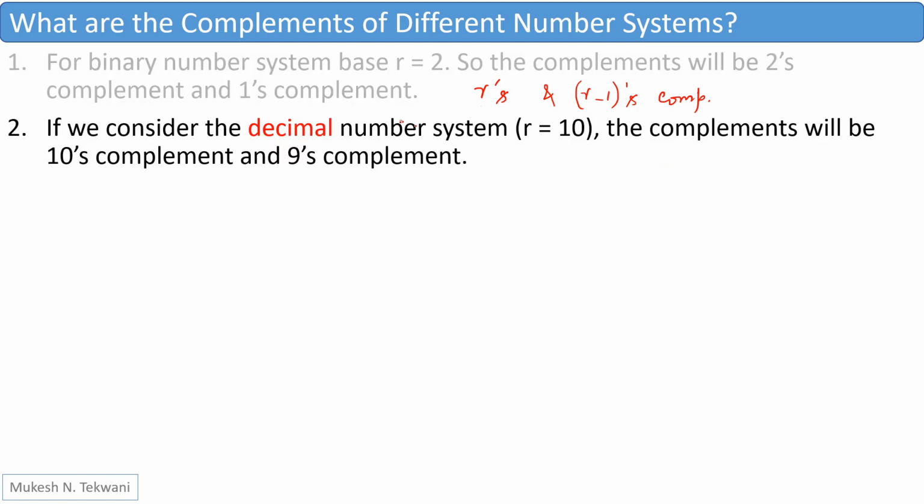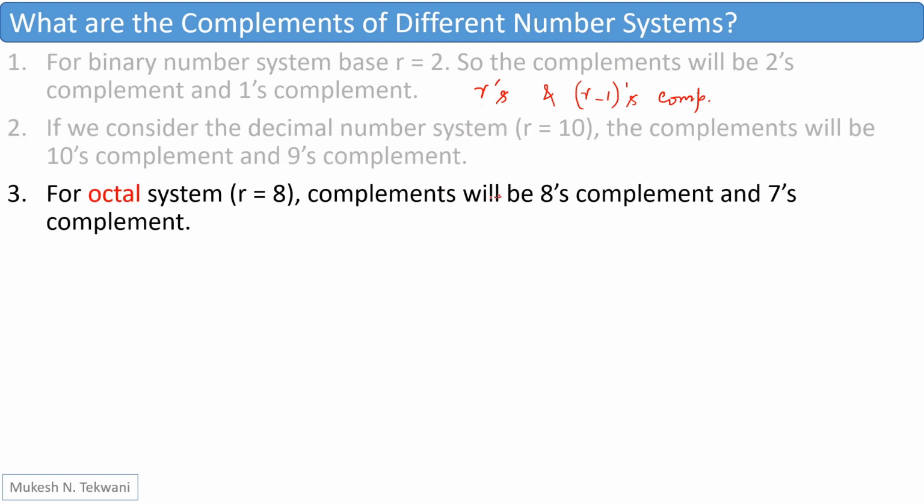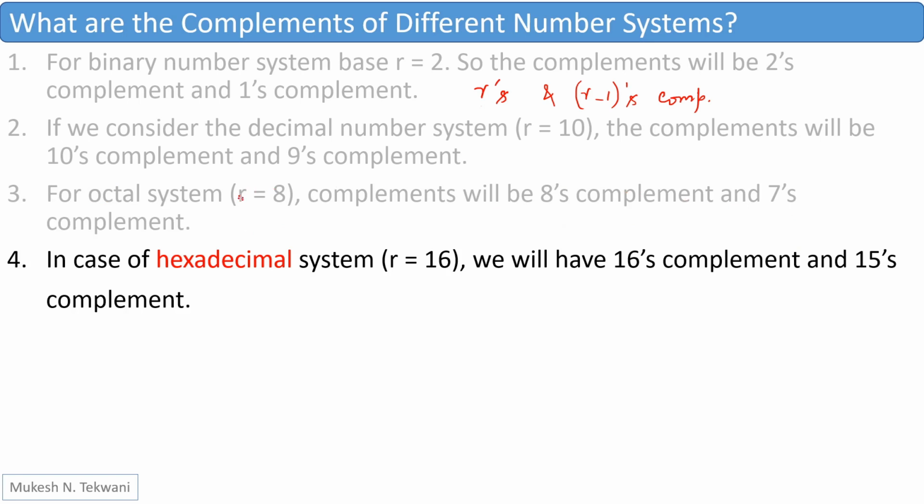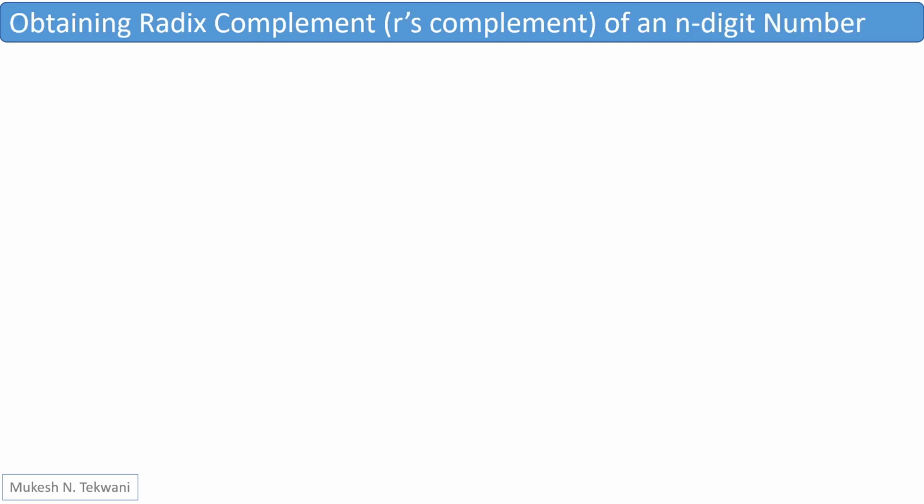In a similar way, for the decimal system, r is 10, and therefore the two complements will be the 10's complement, which is r's complement, and the 9's complement. For the octal number system, r equal to 8, we'll have the 8's complement and the 7's complement. And for hexadecimal, of course, we'll have the 16's and the 15's complement. So these are the most commonly used number systems in computer science, and we have discussed the two complements in each of these systems.